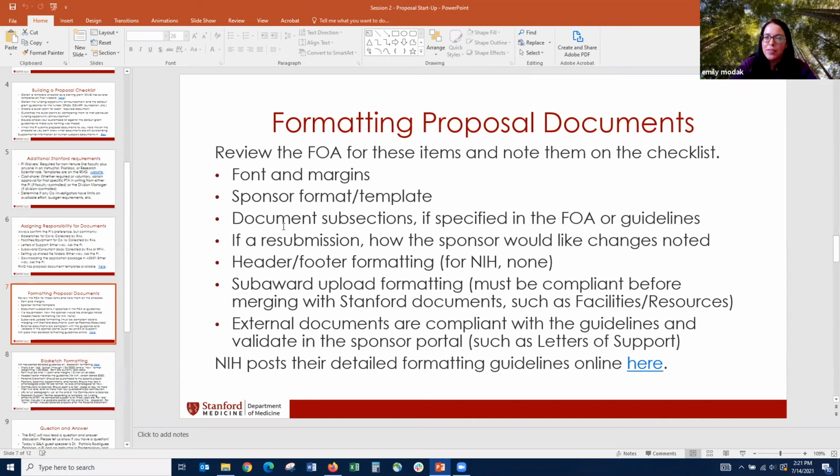What do I mean by that? Well, sometimes you'll get a letter of support that somebody just put on their scanner, and it's in this funky size. It's like 10 by 12, and you have to have 8.5 by 11, and that will generate a validation error. You won't be able to submit.